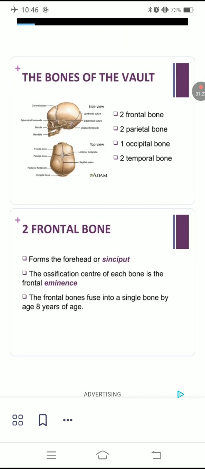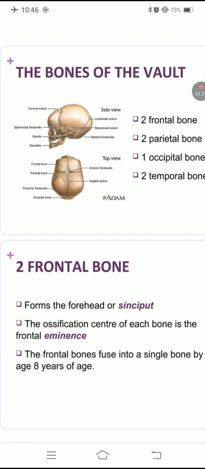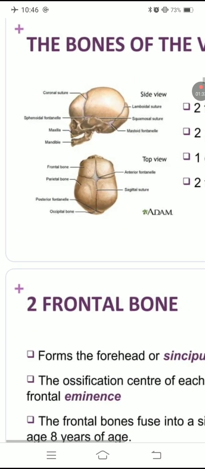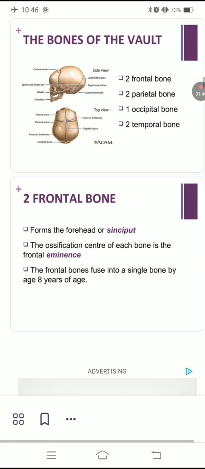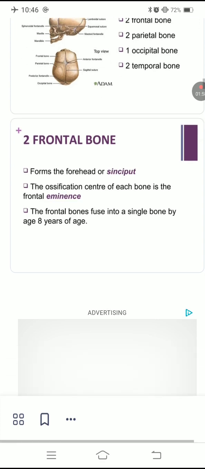Here are the bones of the vault, that is two frontal bones, two parietal bones, one occipital bone and two temporal bones. Here is the side view and the top view of the fetal skull. First, two frontal bones form the forehead, also known as sinciput. The ossification center of each bone is the frontal eminence. The frontal bones fuse into a single bone by 8 years of age.